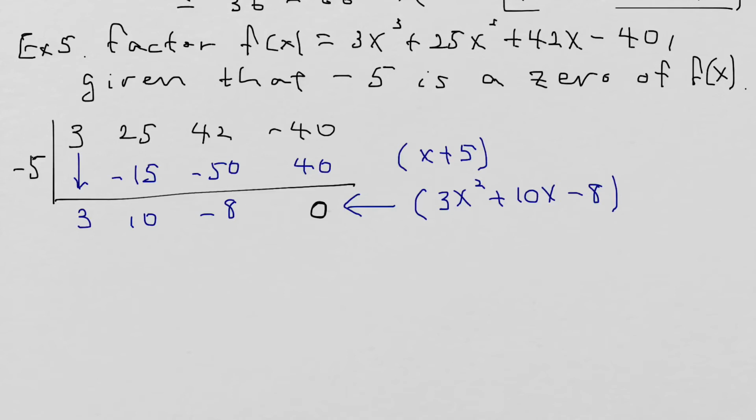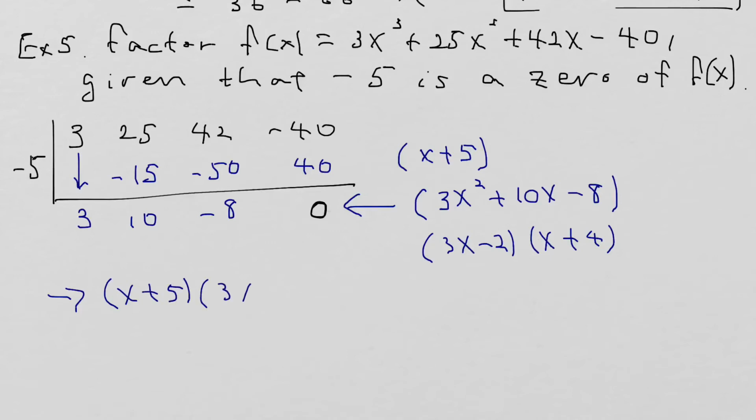And when you factor this quadratic, you end up getting 3x minus 2 times x plus 4. So if you wanted to give all the factors of the solutions, you're going to have x plus 5, 3x minus 2, and x plus 4. So if they're asking to factor, which is what they're asking you to do, right? Then this is going to be your solutions.